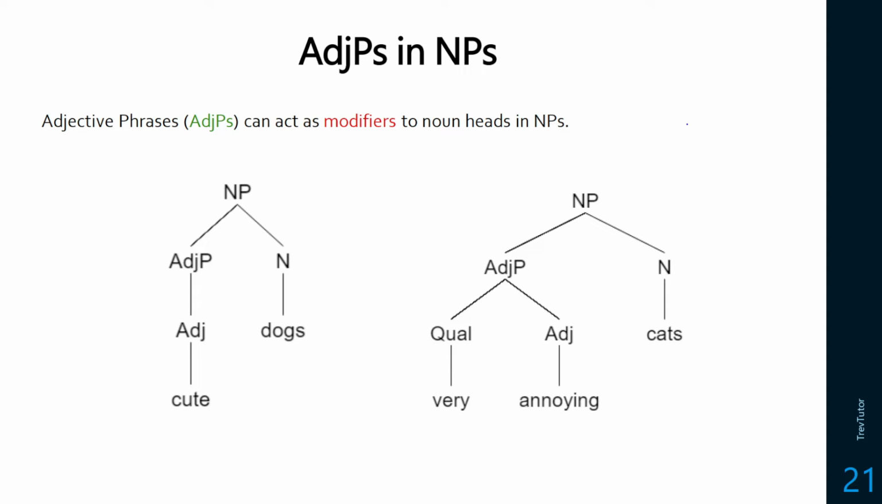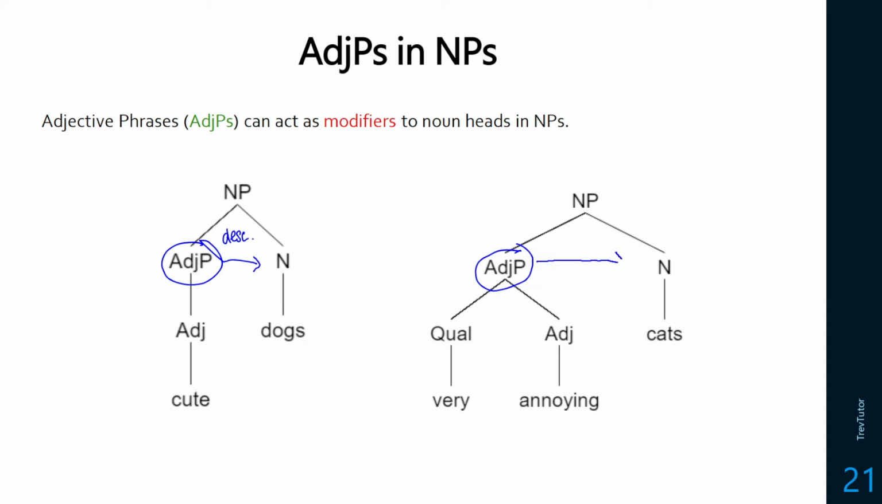Well, this is why we learned adjective phrases first, because we can put adjective phrases in noun phrases in order to modify them. So if our original noun phrase was dogs, and we want to say cute dogs, what we can do is we can make the adjective phrase a sister to the noun. So what this means is that this is going to be describing the noun. So we can see we have our full adjective phrase tree within our noun phrase tree. So cute dogs. Or in the case of very annoying cats, very annoying is describing the cats.